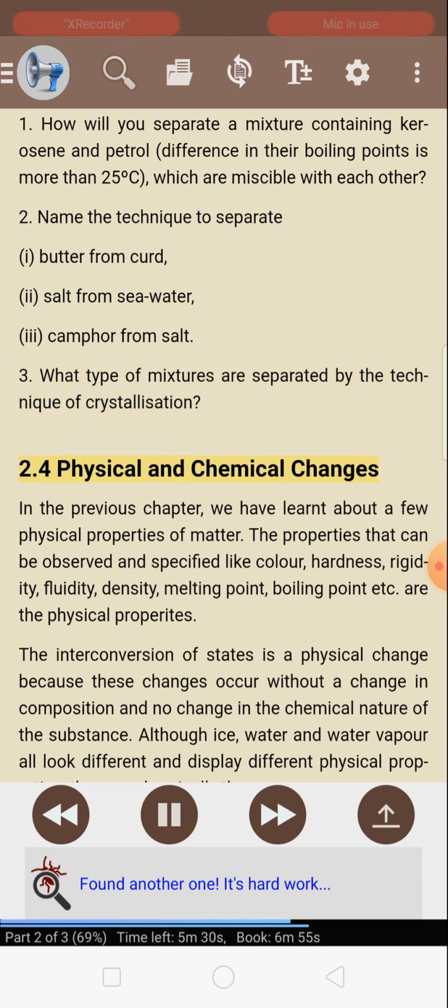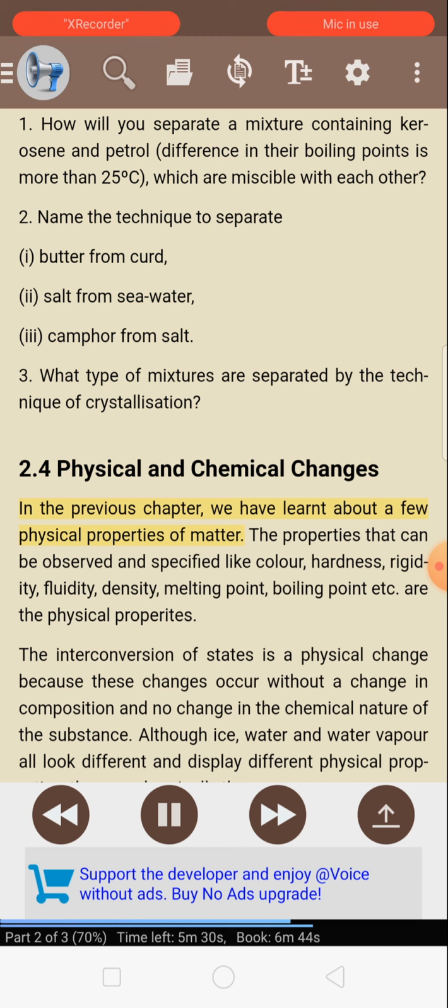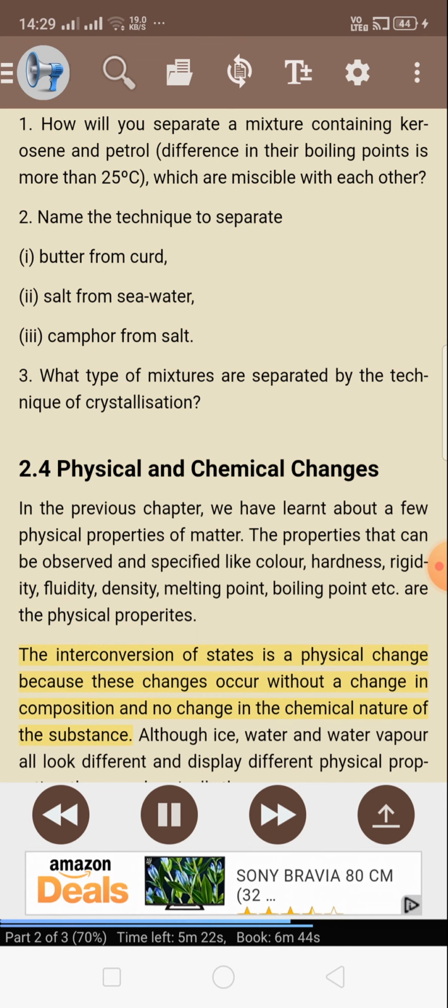2.4 Physical and chemical changes. In the previous chapter, we have learned about a few physical properties of matter. The properties that can be observed and specified, like color, hardness, rigidity, fluidity, density, melting point, boiling point, etc., are the physical properties. The interconversion of states is a physical change because these changes occur without a change in composition and no change in the chemical nature of the substance.